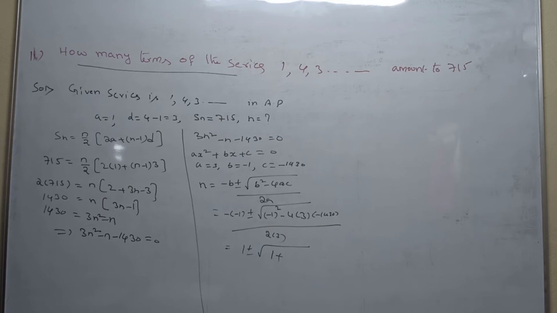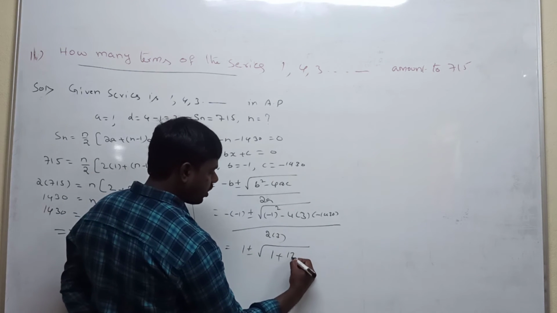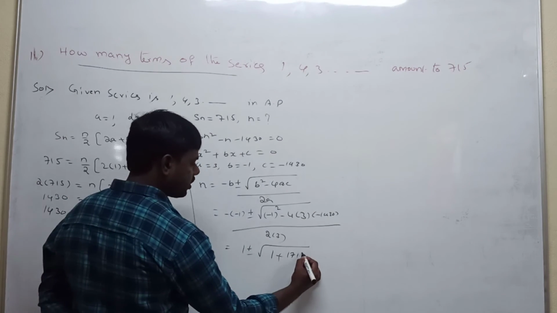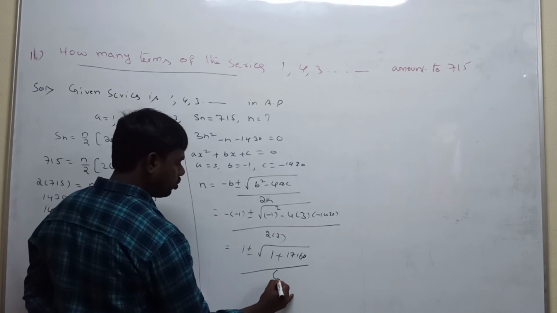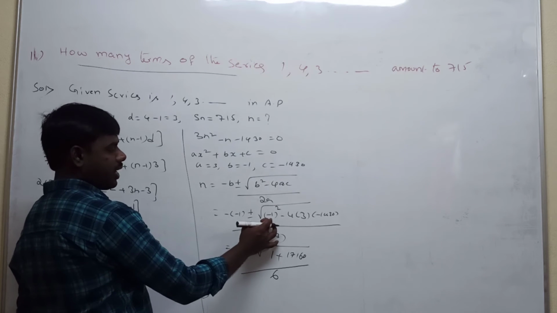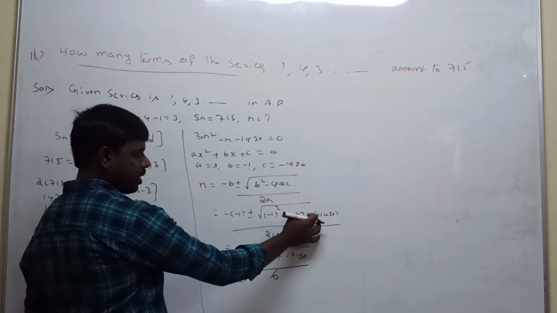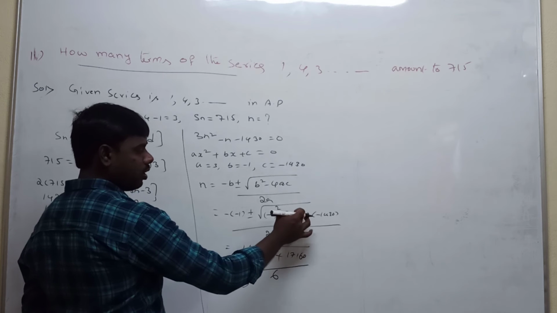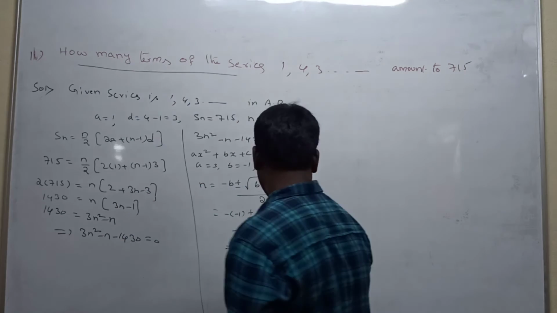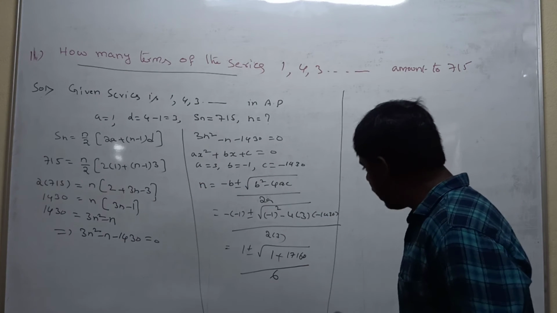Minus 1 whole square is 1. Minus into minus is plus, 4 threes are 12, and 12 into 1430 is 17,160. Divided by 2 times 3, which is 6. Now we need to find the n value.